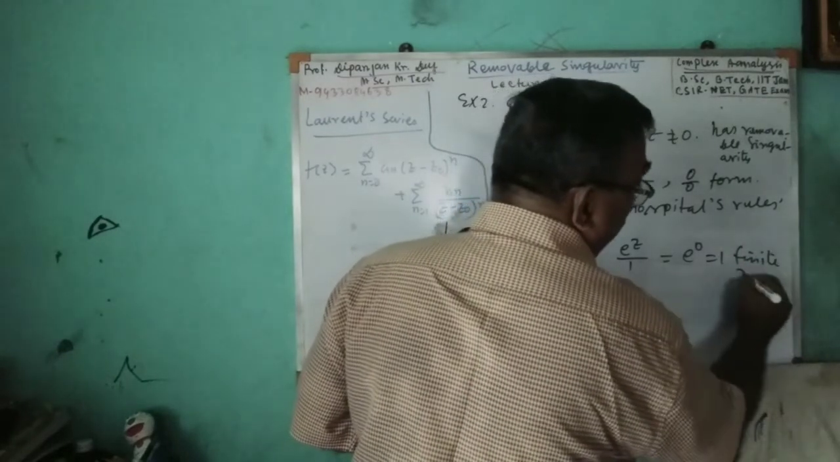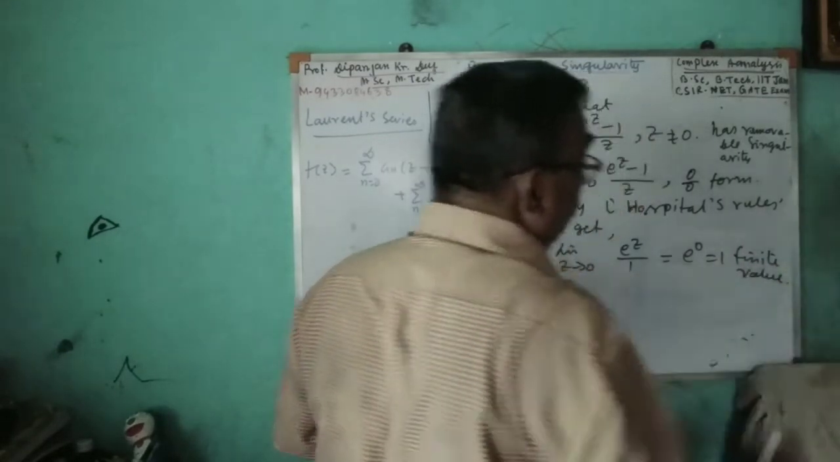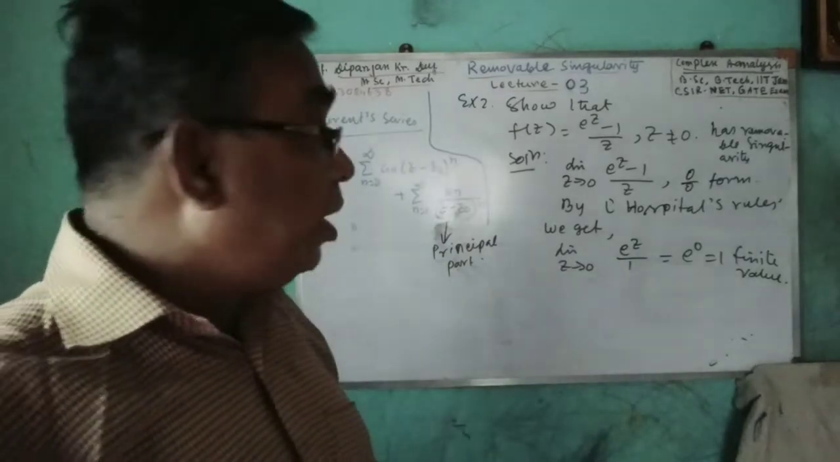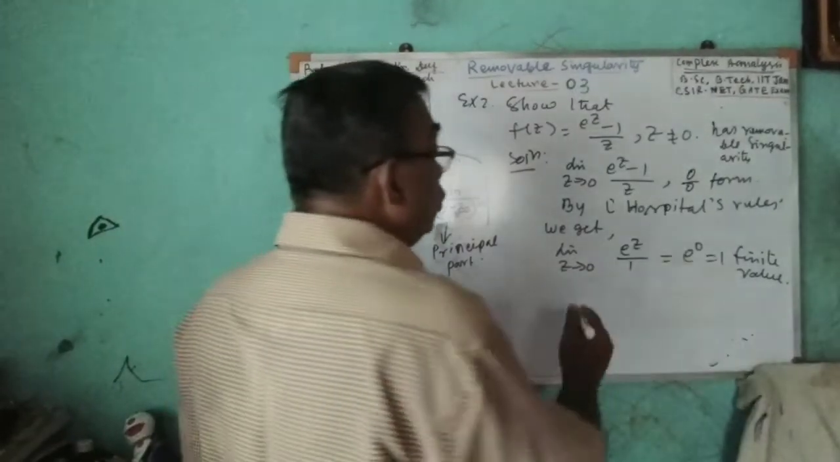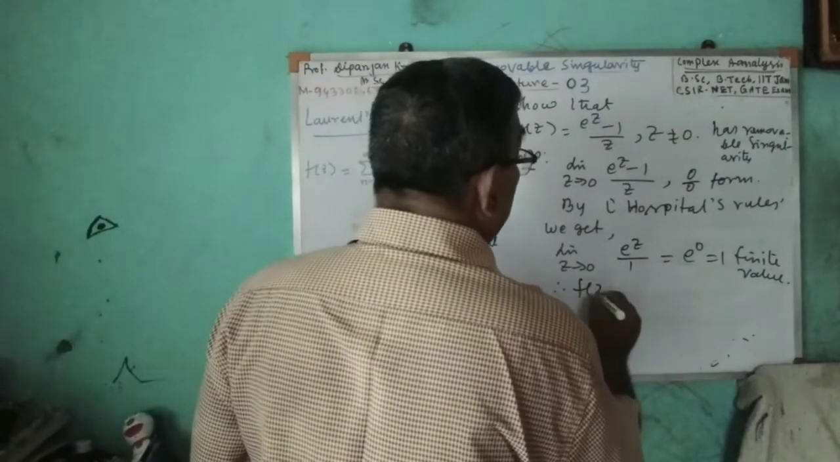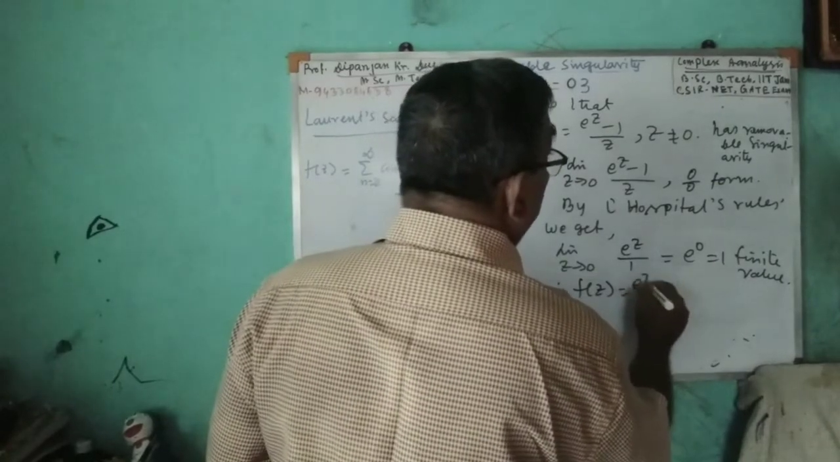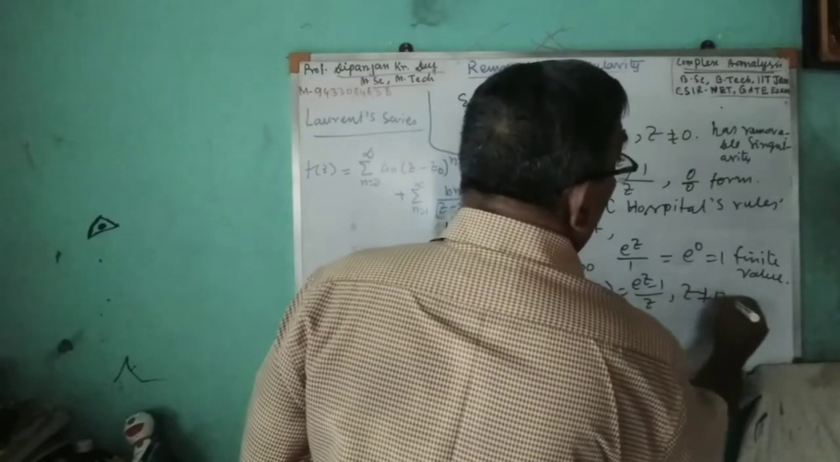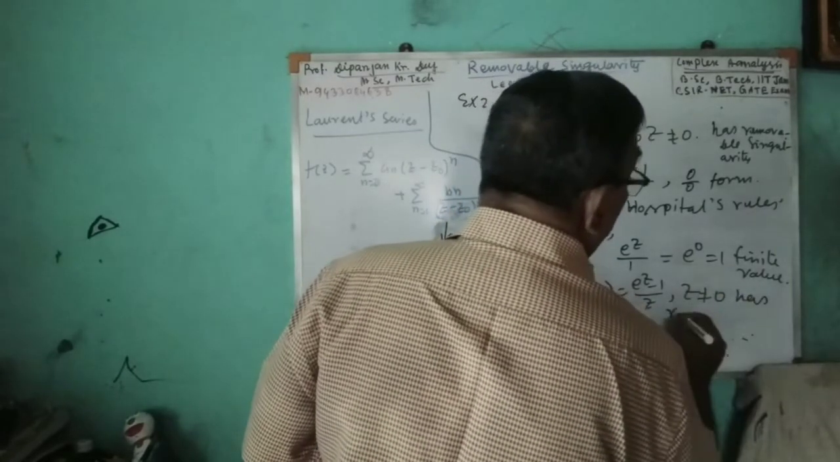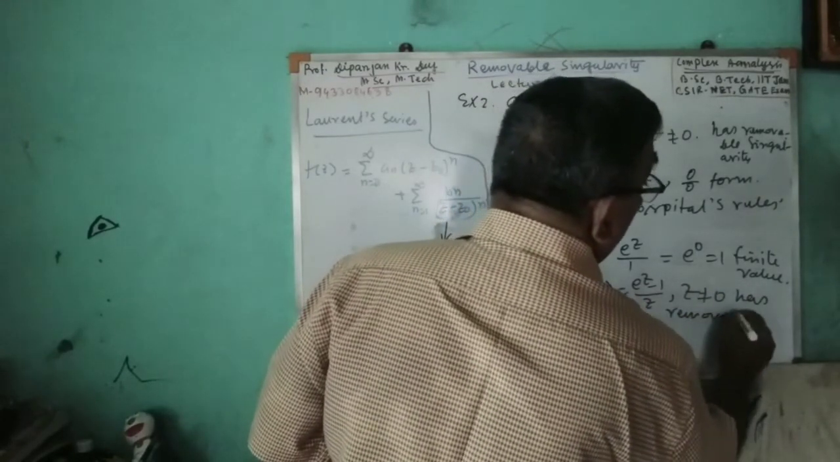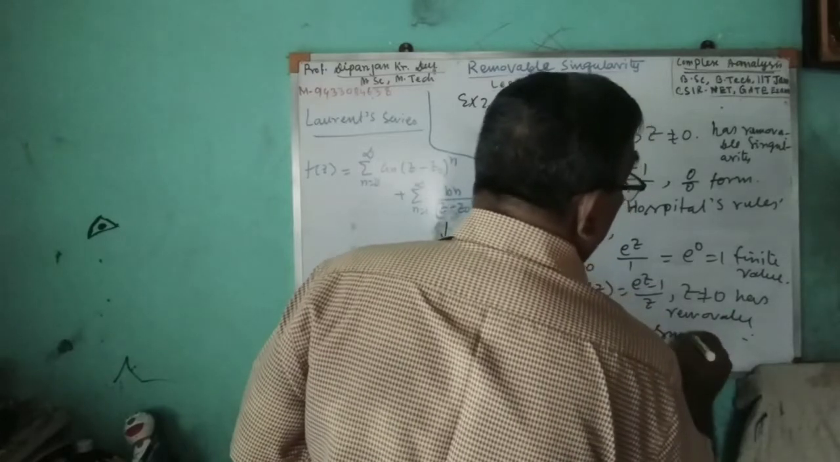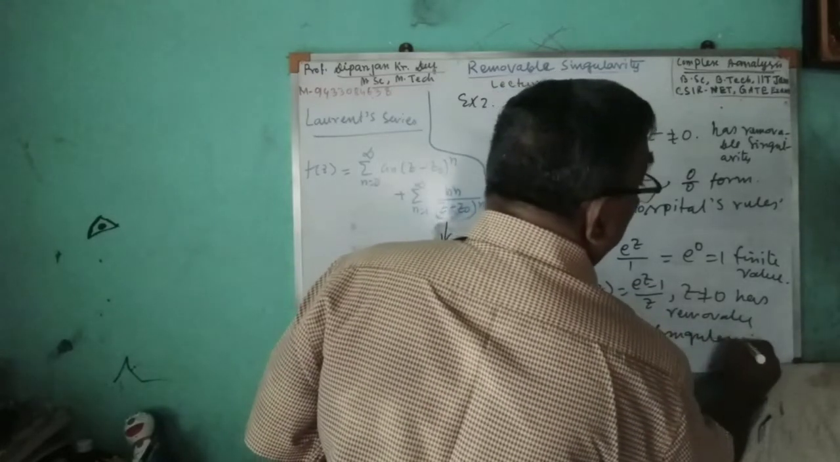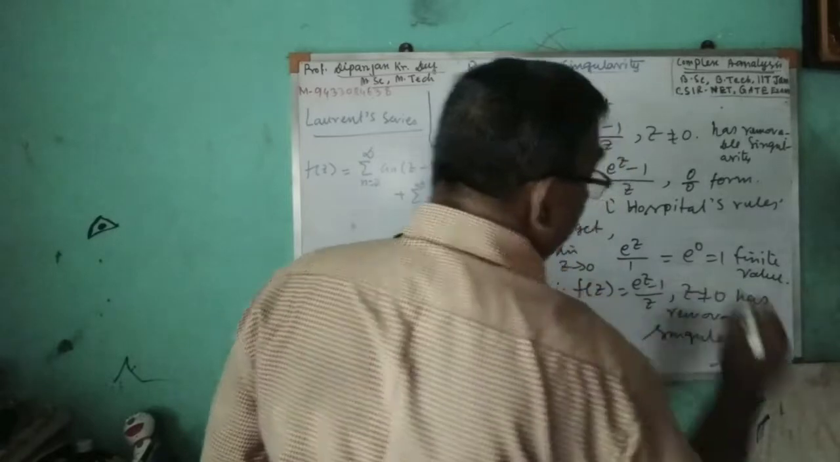Finite value. We are getting the finite value. So we can say, therefore, f(z) is equal to (e to the power z minus 1) by z, z not equal to 0, is a removable singularity. This is one process.